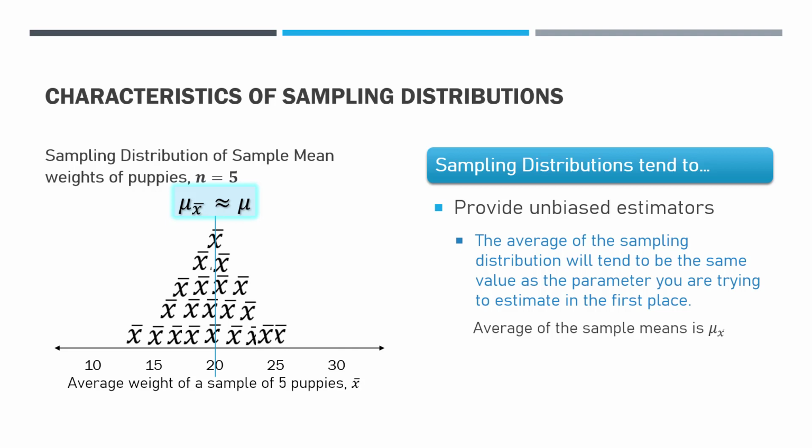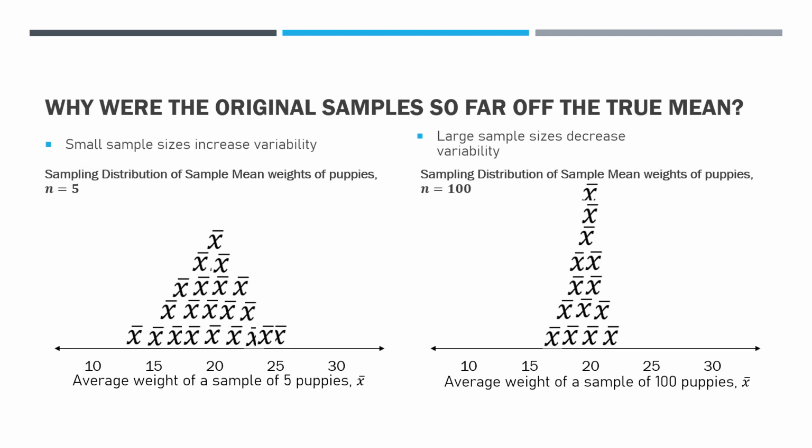Well, why were our samples different then? We saw two samples that were pretty different from our population. Why were the original samples so far off from the true mean when we looked at our first 2 puppies? Well, that had a lot to do with sample size variability. In our original sample, we only had 5 puppies in each one of those samples, and small sample sizes tend to increase variability. You can see that by the sampling distribution you see on the left.